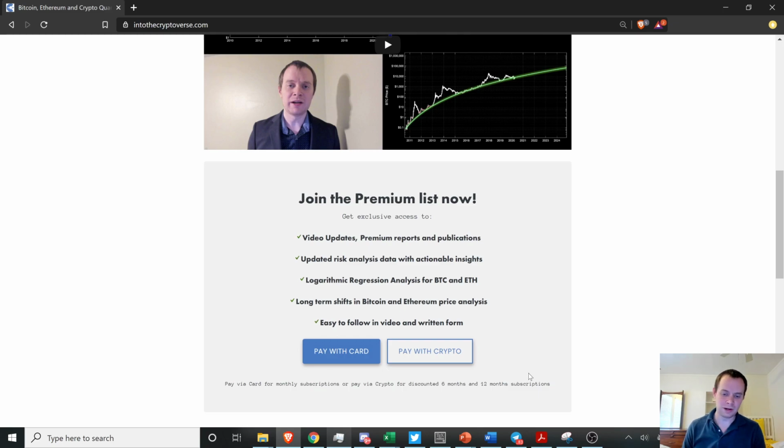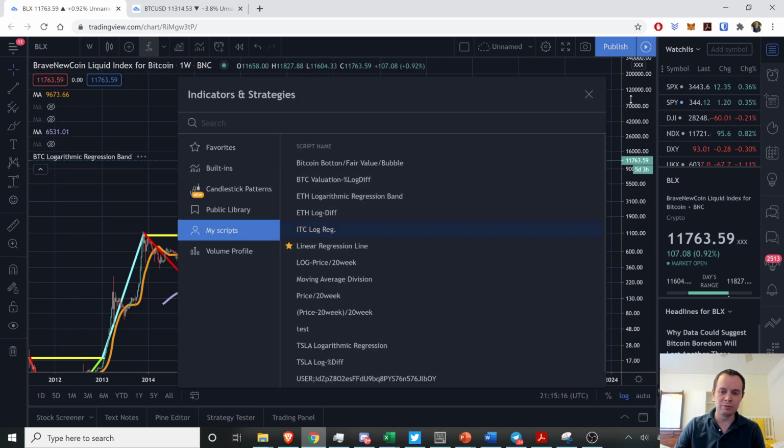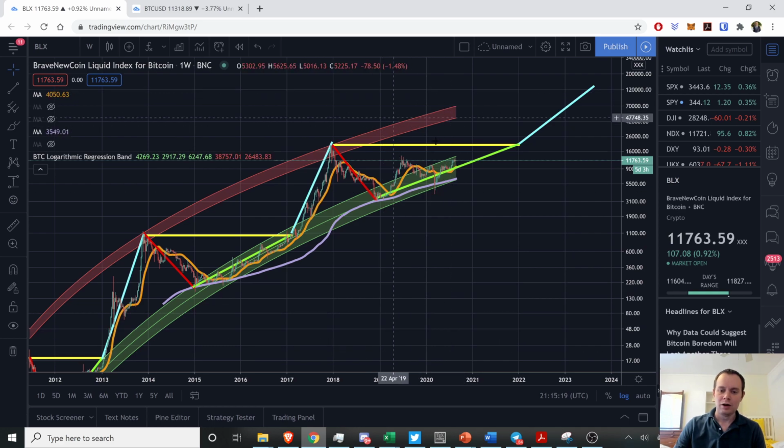So the last thing I want to talk about is this slower methodical move up. So let's look at the regression band. We talked before about getting back to our prior all-time high, late 2021, early 2022.